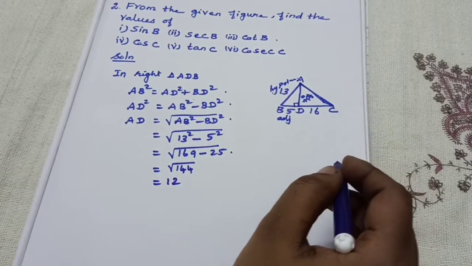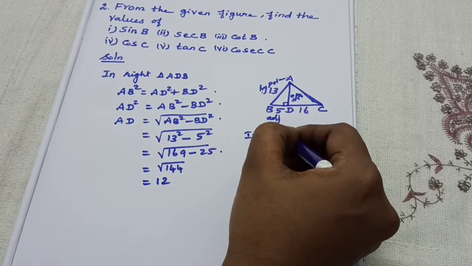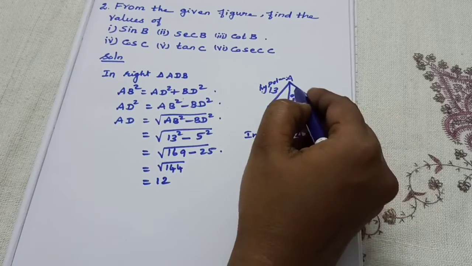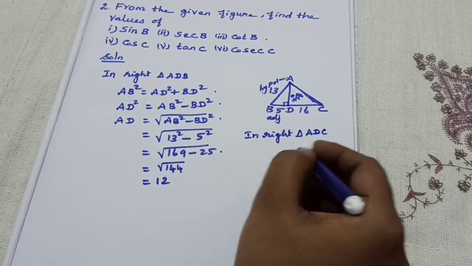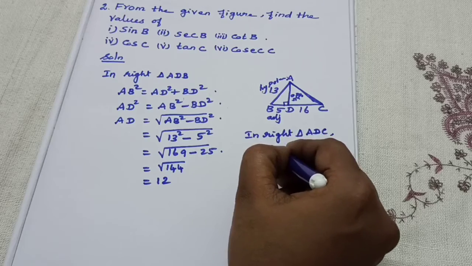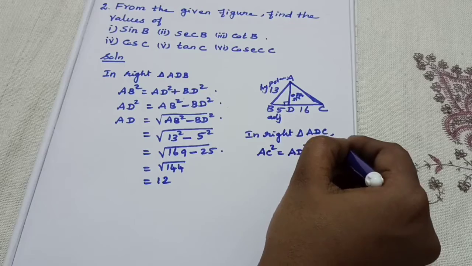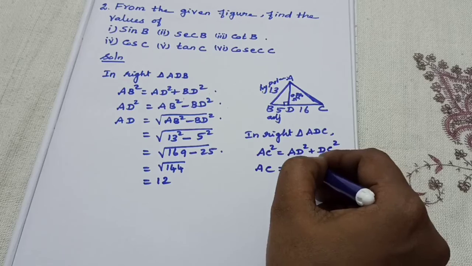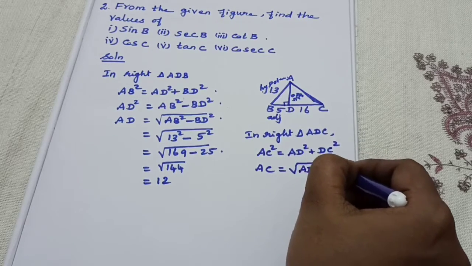Correct? Then afterwards we have to take this triangle. In right triangle, which one? ADC. This triangle we have to take. This is the hypotenuse, isn't it? This hypotenuse only we want to find. So how can we find? By Pythagoras theorem, AC square is equal to AD square plus DC square. Therefore AC is equal to square root of AD square plus DC square, AC only we want to find, isn't it?